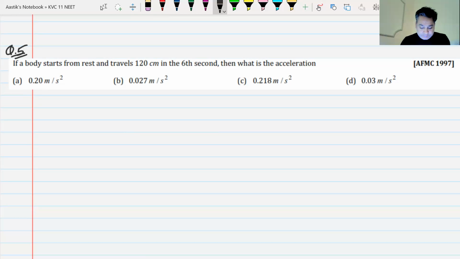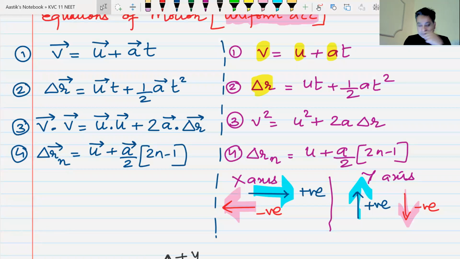So how are we supposed to do this? Anyone? Which formula? That is a prime question. Which formula? 1, 2, 3, 4. Which one? Tell me which one. And here I have taken you back in the past. 1, 2, 3, 4. Which one?